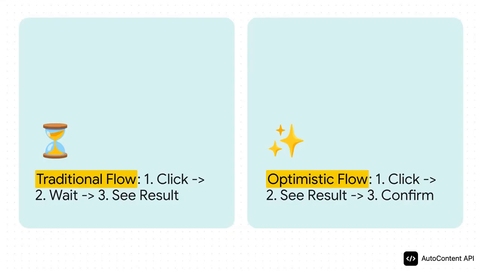Just look at the difference here. On the left, that traditional flow forces you into that waiting period. Click, wait, see the result. But the optimistic flow on the right completely flips the script. The user gets that immediate feedback, and the server confirmation just happens quietly in the background. Most of the time, they'll never even notice it happened.